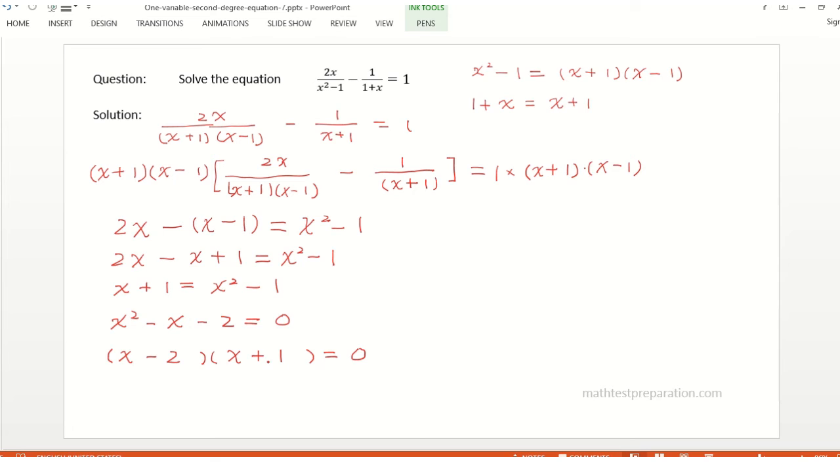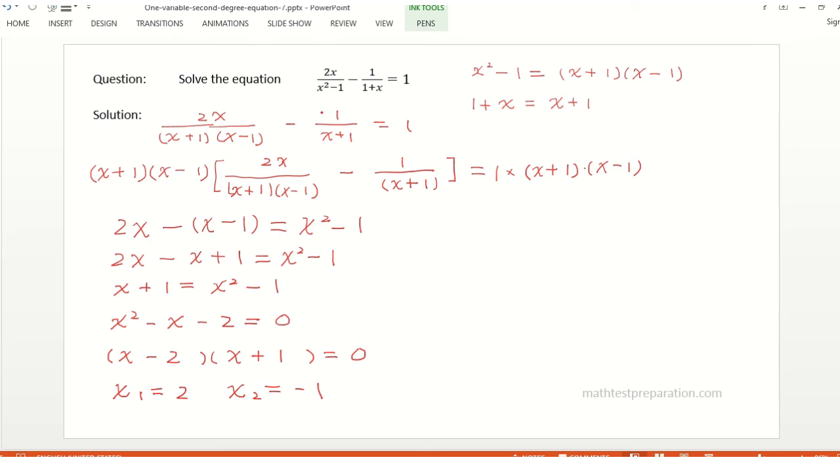So we have this 2-factor multiply equals to 0. So we have x1 equals to 2 and x2 equals to -1.